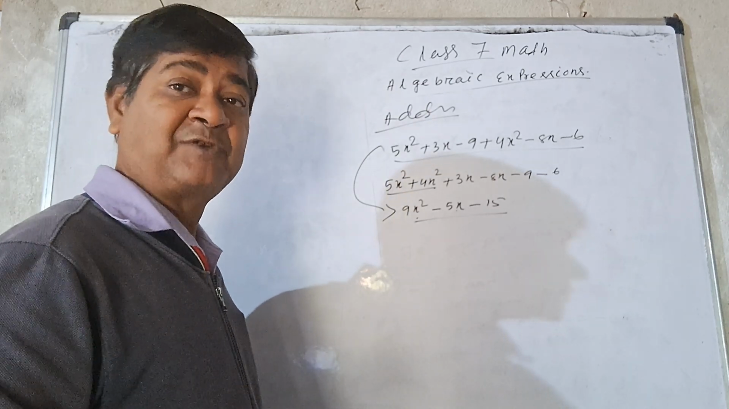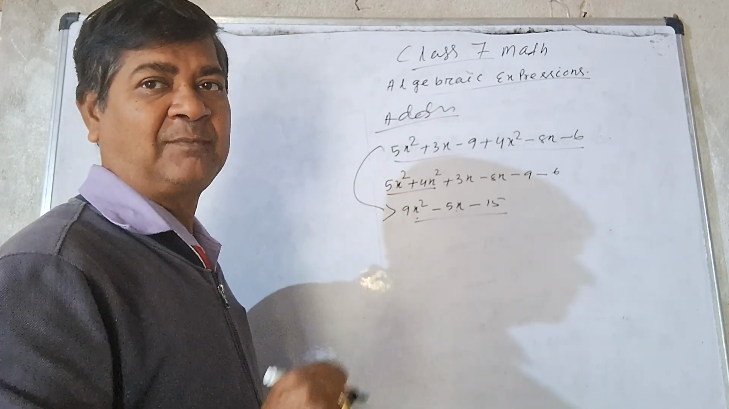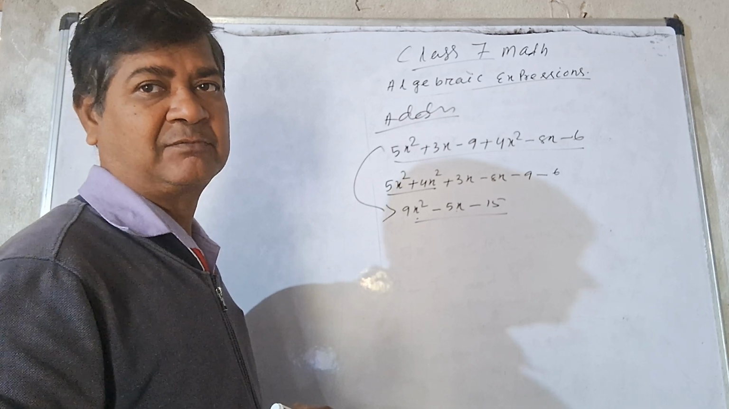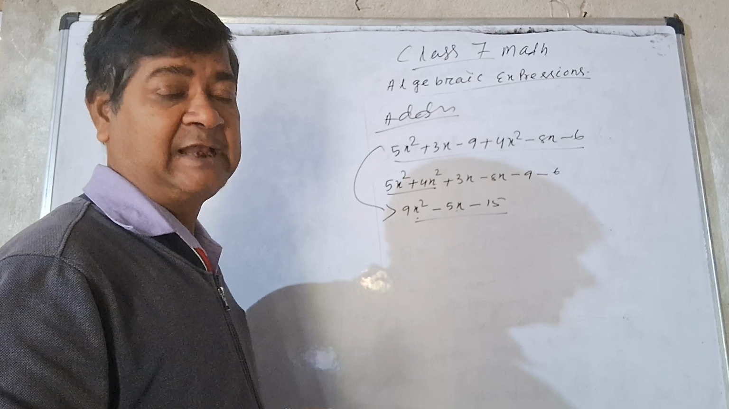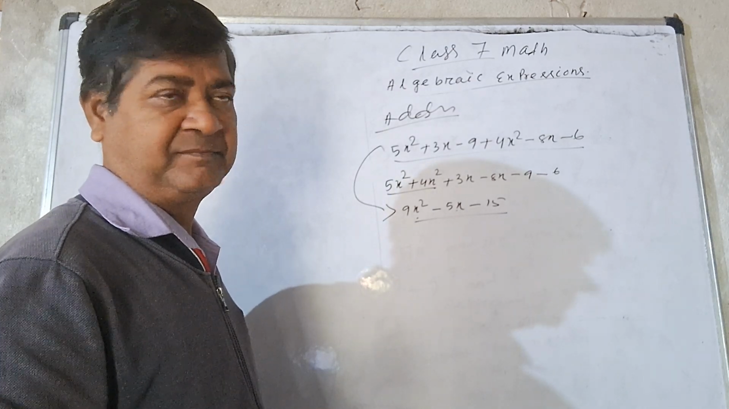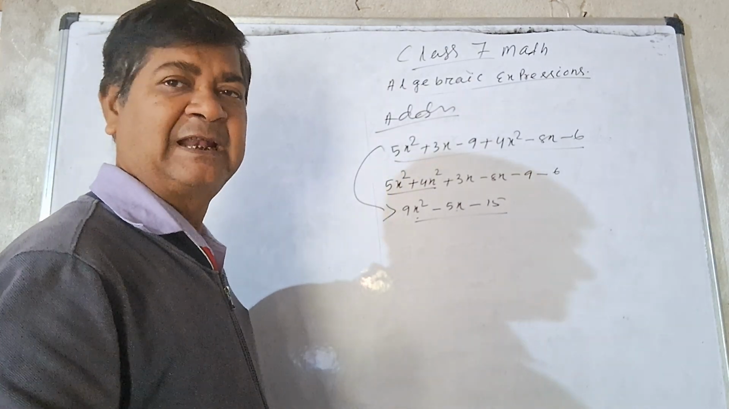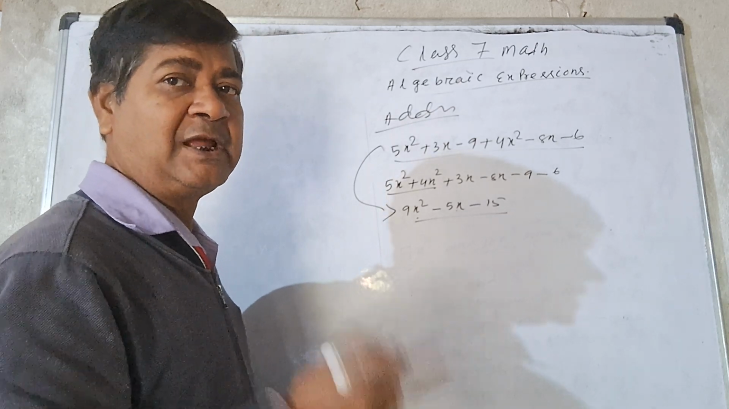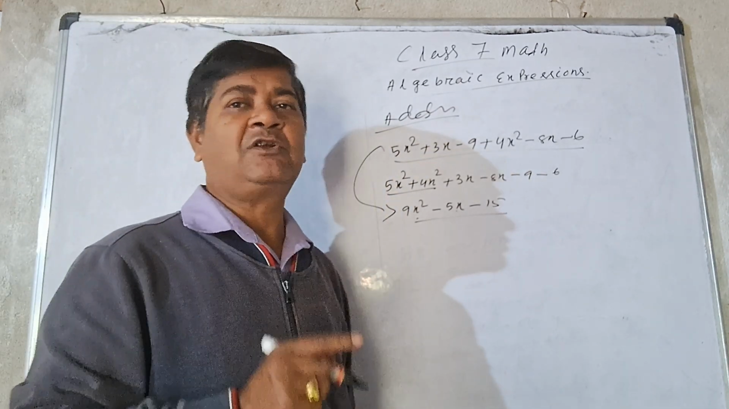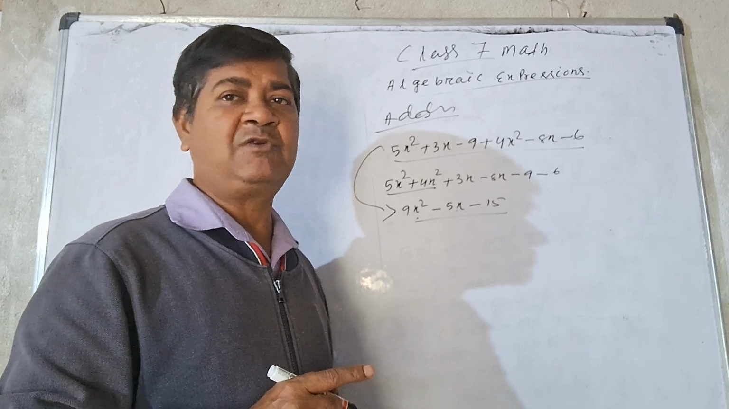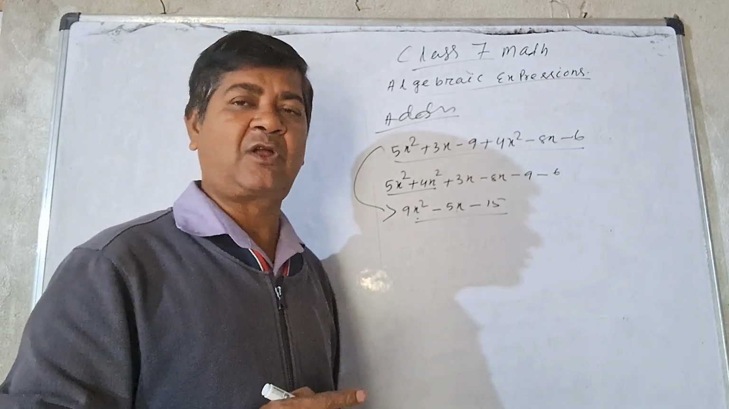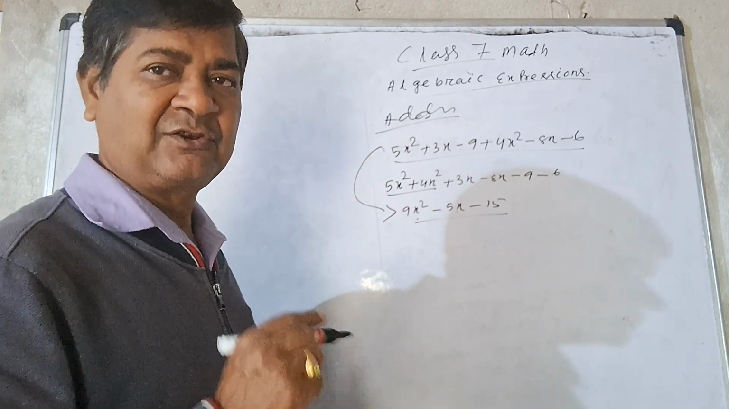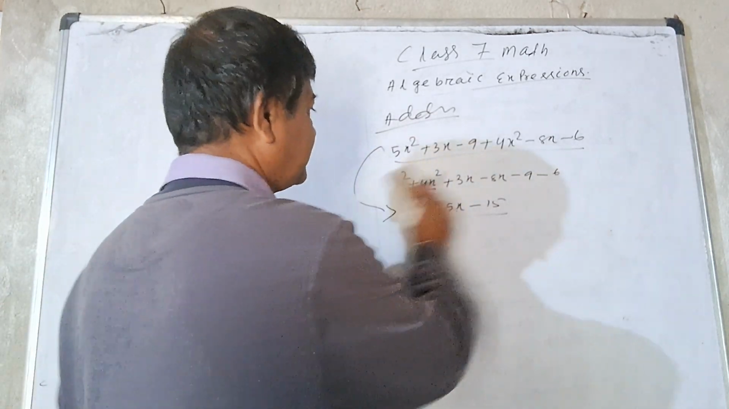Similarly, in subtraction, only like terms you will be able to subtract. For multiplication and division, like terms are not necessary. For addition and subtraction, like terms are necessary. You will not add any unlike or dissimilar terms. Only similar terms can be added and subtracted.